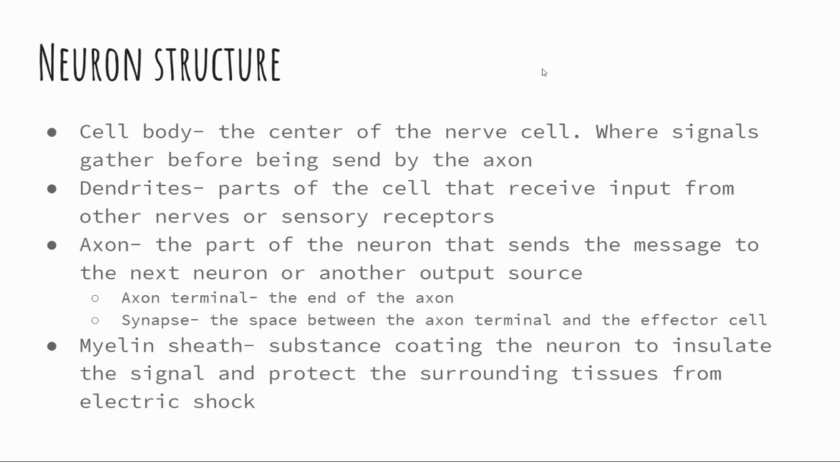Myelin sheath is the substance coating the neuron to insulate the signal and protect the surrounding tissues from electric shock. In class the other day, we talked about how the nervous system sends electrical messages, and how is it possible for that to be without our bodies being slightly shocked? Well, the myelin sheath is insulation, much like coating on wires, keeps the electricity where it's supposed to be.